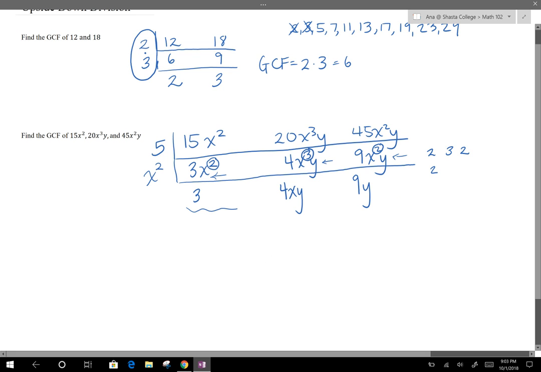And so I know that I found my greatest common factor when I look at my remaining pieces and see that there is nothing common to all three of them. So multiplying the numbers on the side to get 5x squared, that is my GCF for this problem.